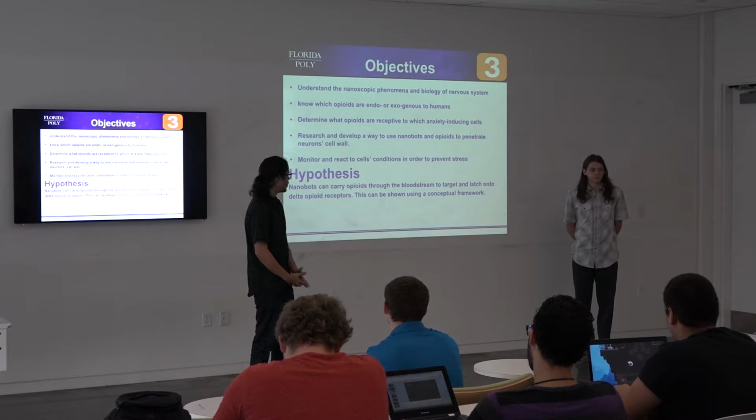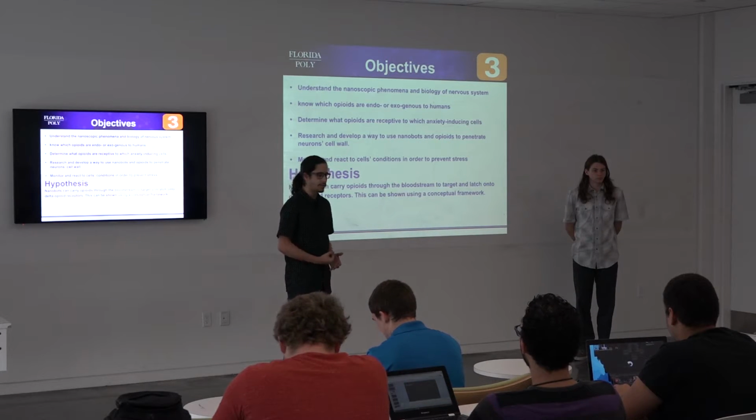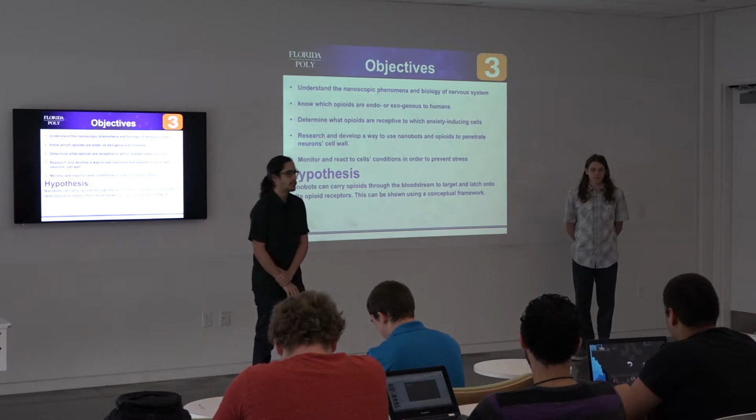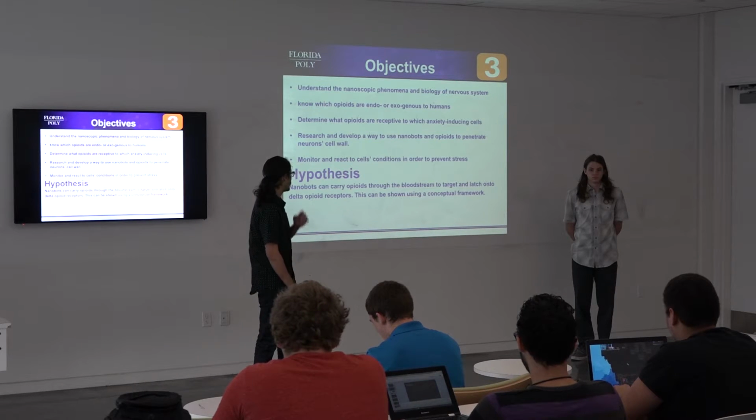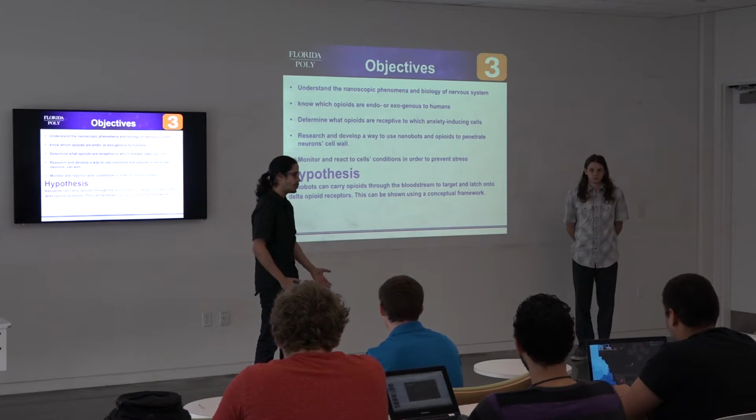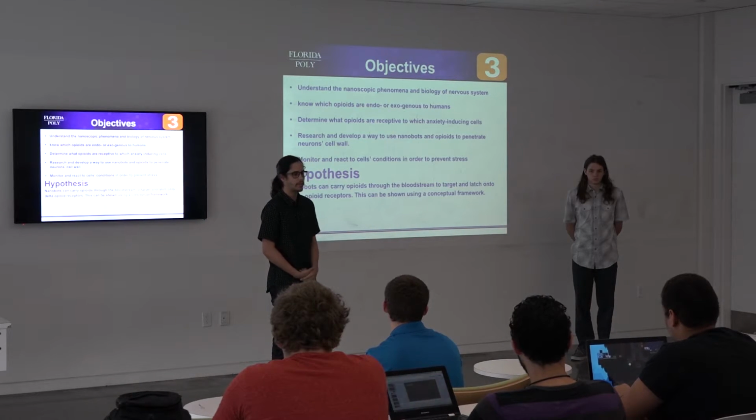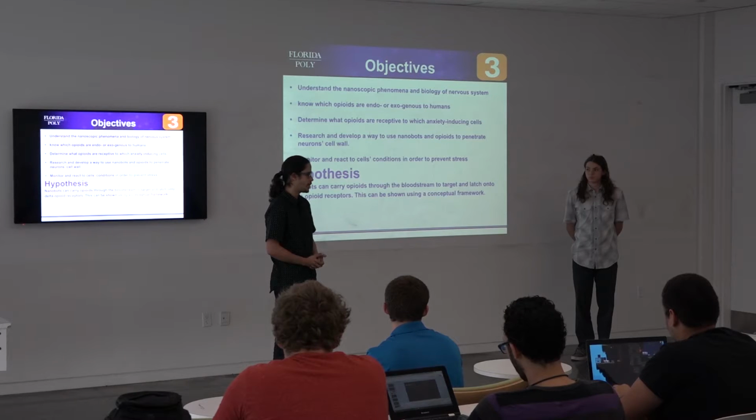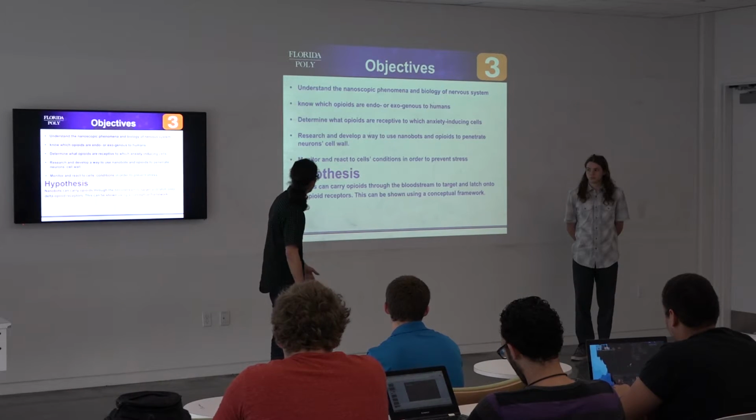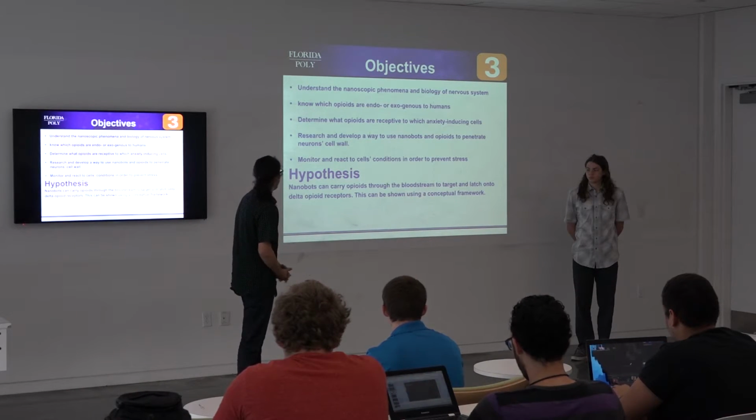So the first thing that we decided to do was research which opioids were exogenous and endogenous to humans, found in plants, found in our bodies. If we naturally produce them in our bodies, we can naturally implement them. We can actually induce them through drugs and implement them through our nervous system.